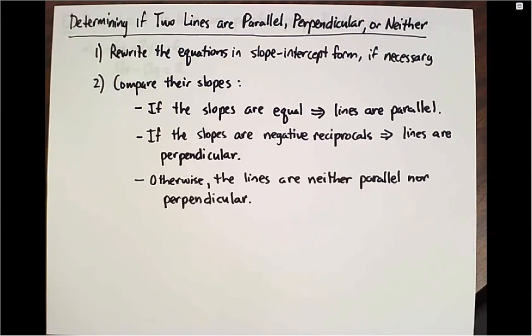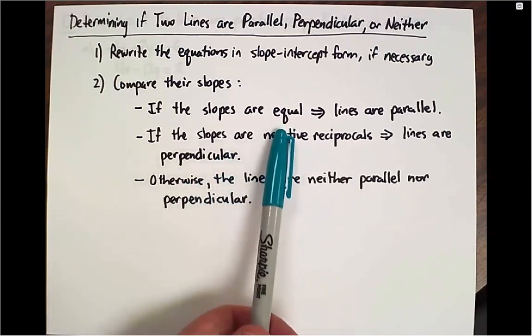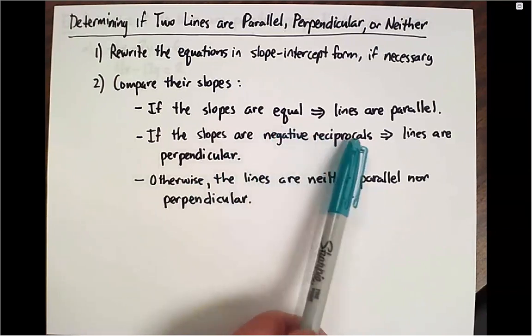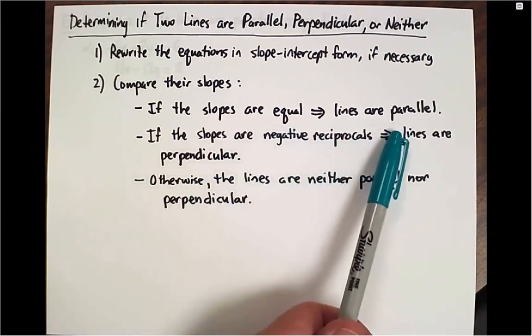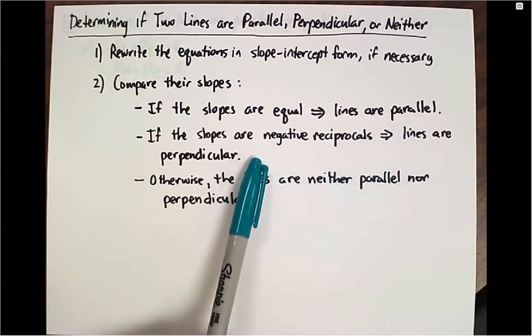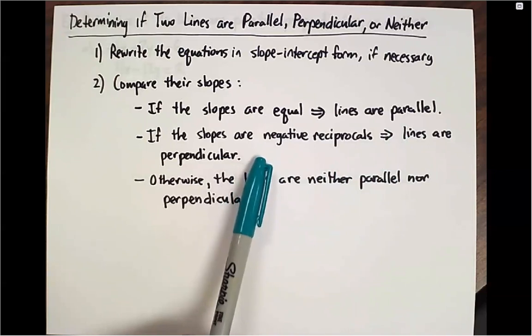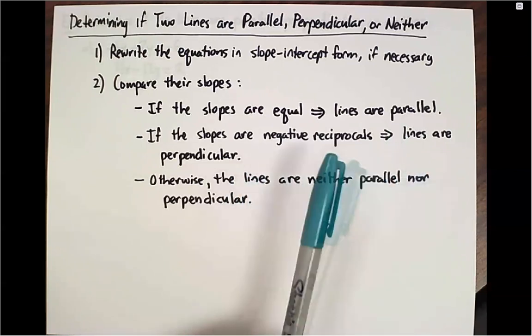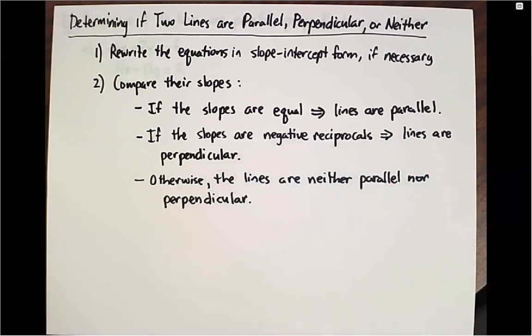And one of three things will happen. They will either be equal. If the slopes are equal, then the lines are parallel. If the slopes are negative reciprocals of each other, one of them's 2 over 3 and the other one's negative 3 over 2, for example, then those lines are perpendicular. If the slopes are not the same or negative reciprocals of each other, then these lines are neither parallel nor perpendicular.